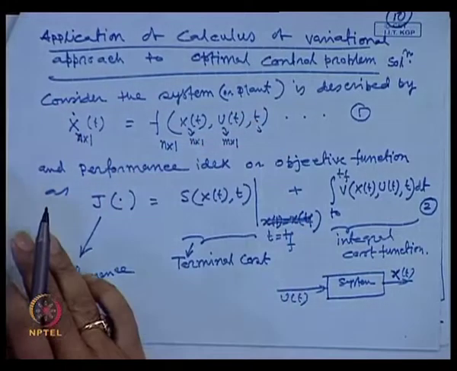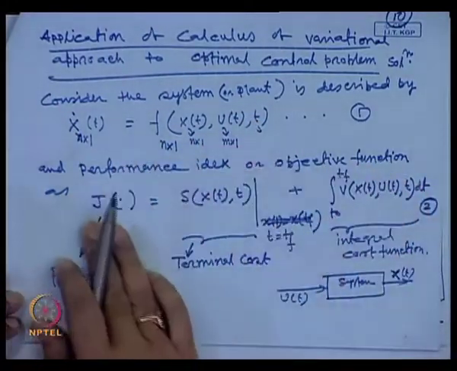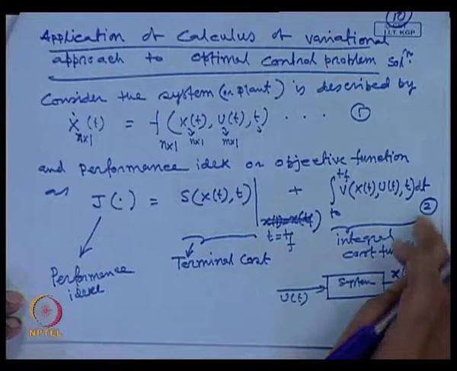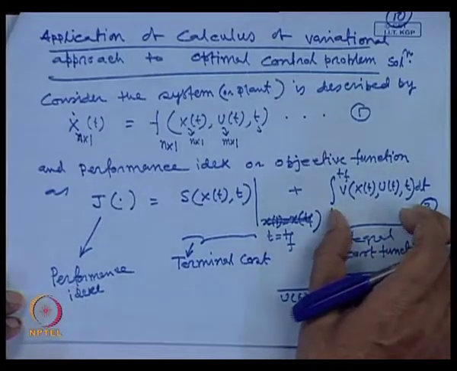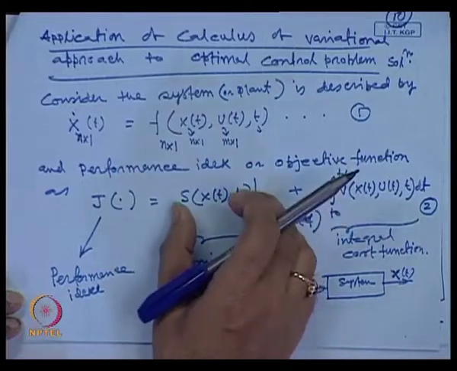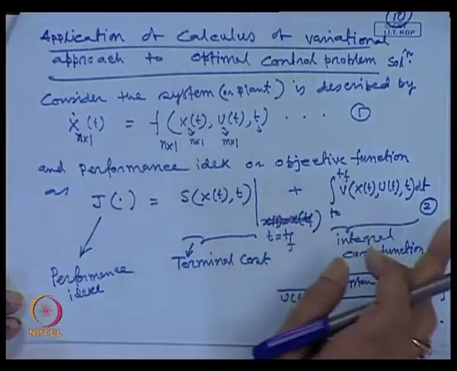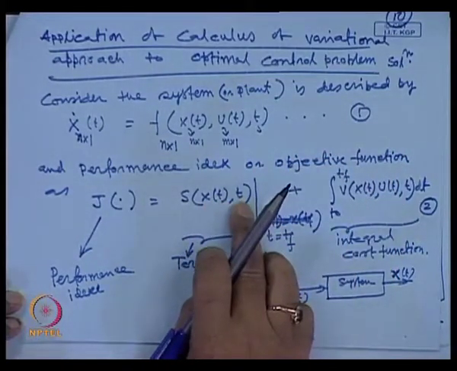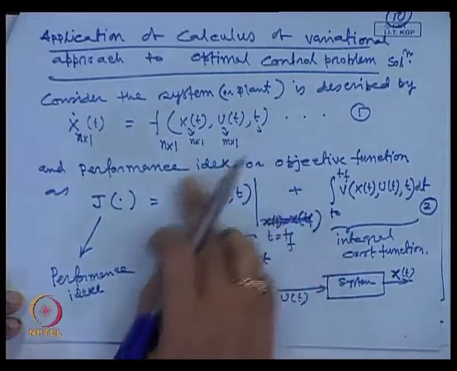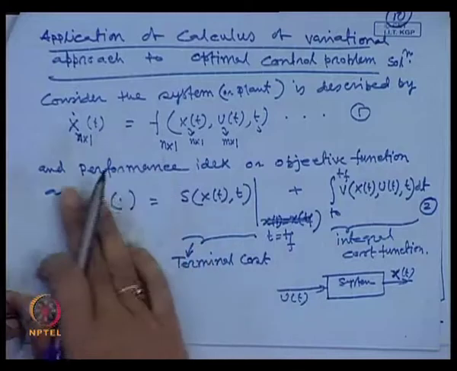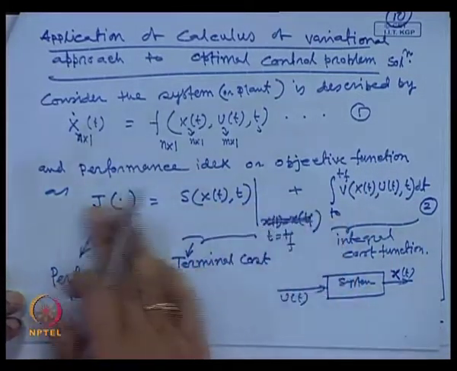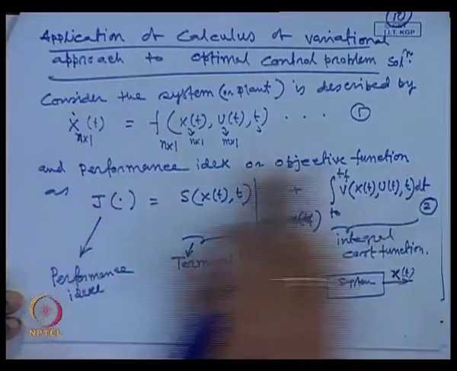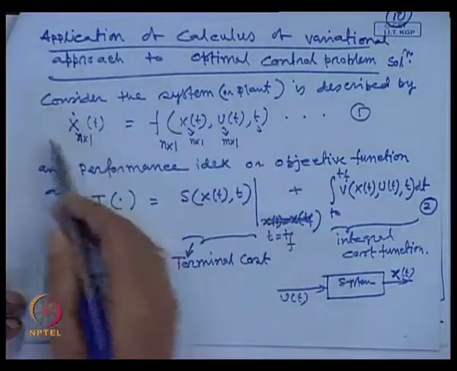So, our problem is to optimize this performance index. What is this performance index? One term of the performance index is the integral of the functional, and another is a fixed measure, the terminal cost. That means at t is equal to t f, the state x of t f is known and the terminal cost is given. So, you have to optimize this performance index to find the control input u of t such that the performance index is minimized and it satisfies the dynamic equation.